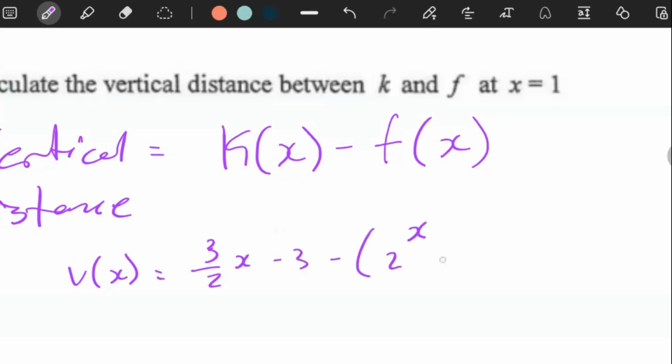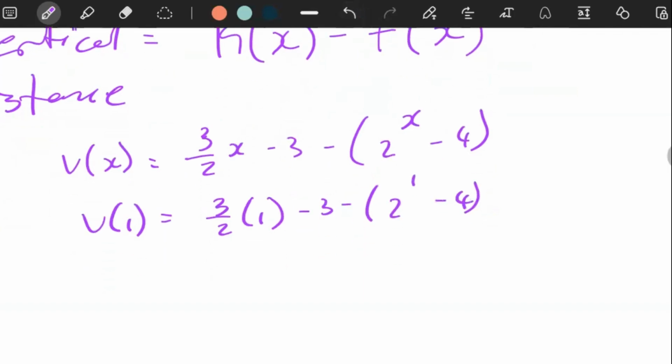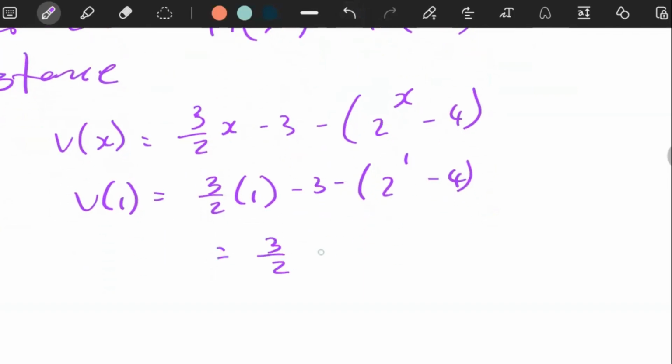Graph of f(x) is 2 to the power of x minus 4. If you put a 1 in this equation, you have 3 over 2 minus 3. Multiply inside, you can have negative 2 plus 4. This should give us a positive a half, or maybe even a totally different answer, but let's see. 2 plus 4. Yes, positive a half. You see, all these errors are quite annoying, I understand.